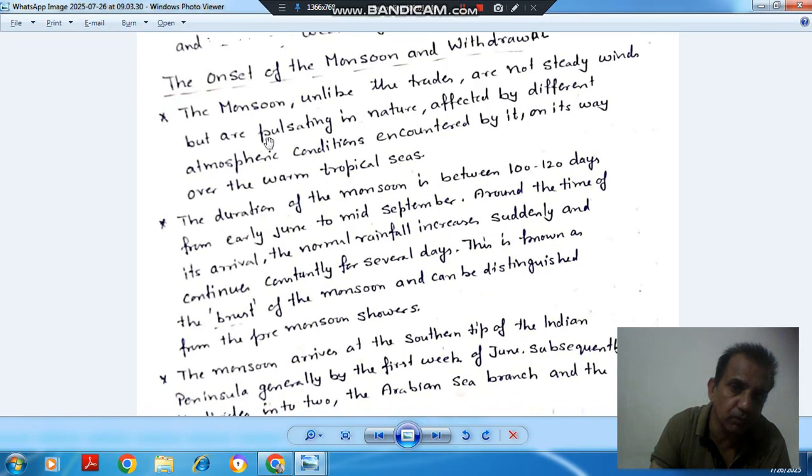So the first point is the monsoon, unlike the trades, are not steady winds but are pulsating in nature. Pulsating means variable in nature, affected by different atmospheric conditions and countered by it on its way over the warm tropical seas.